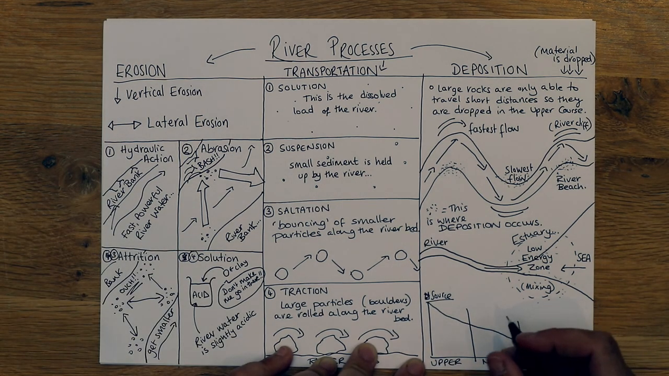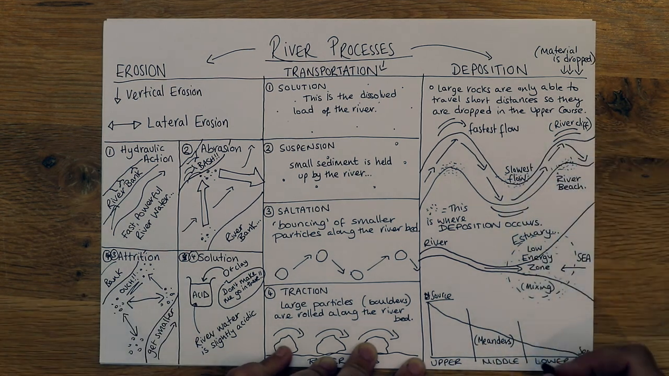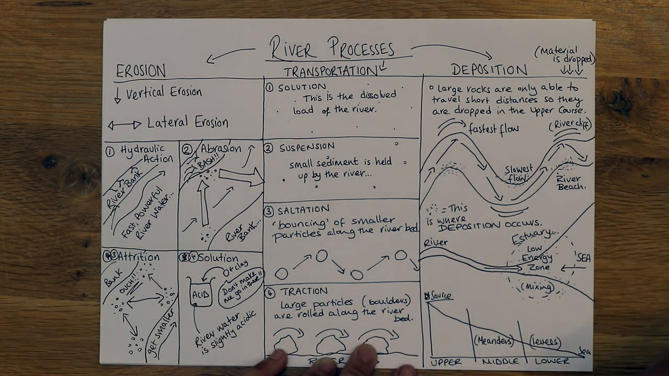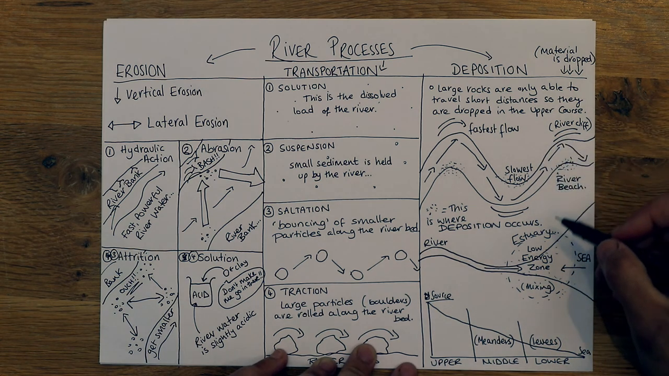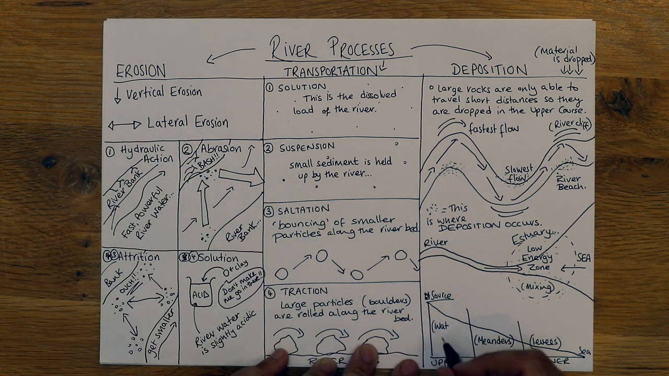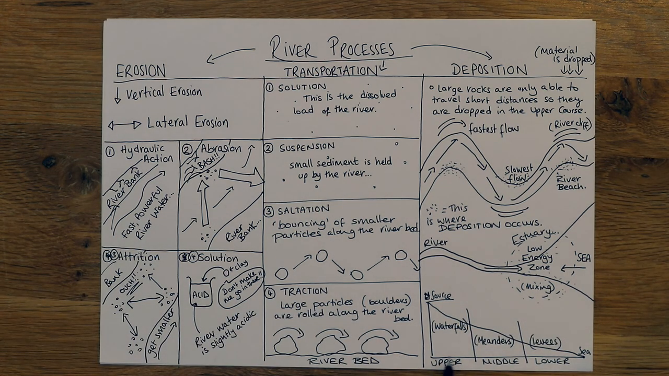What we tend to see are things like the meanders, like we showed you above, and levees, which is a landform that you see in the lower course, linked to meanders. And then your big vertical erosion landforms like waterfalls up in the upper course, okay? So it just gives you a reminder of where these things are happening. Erosion happens all the way through, but it tends to be more transportation in the middle and lower course, and particularly deposition in the middle and lower course.